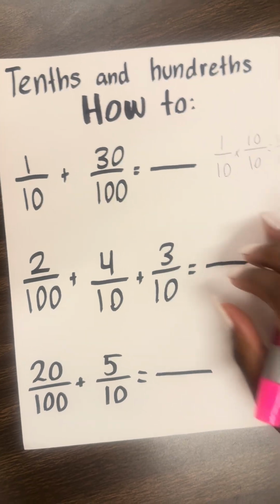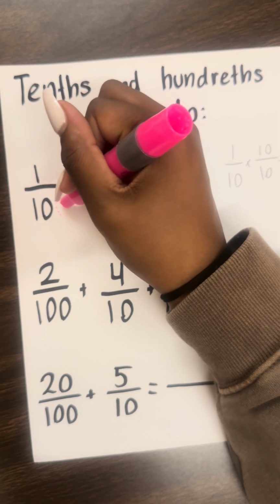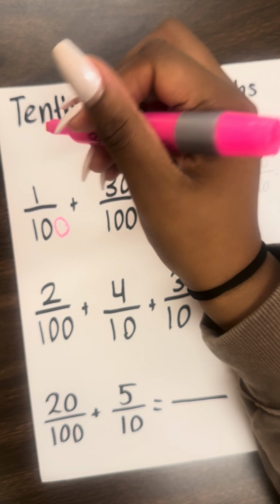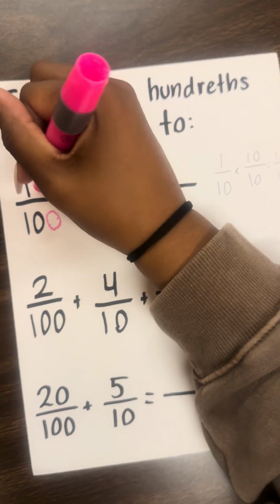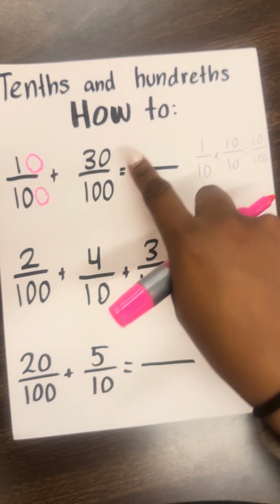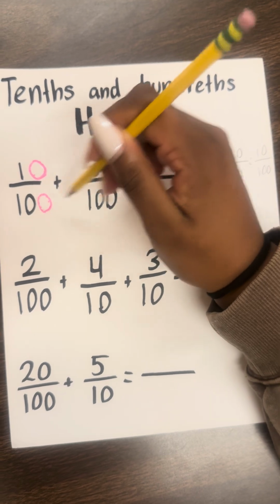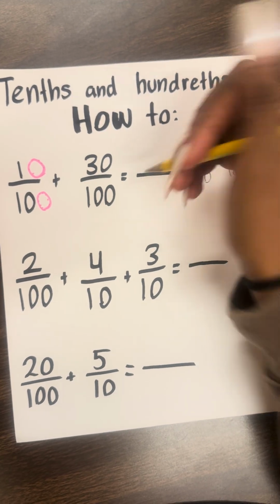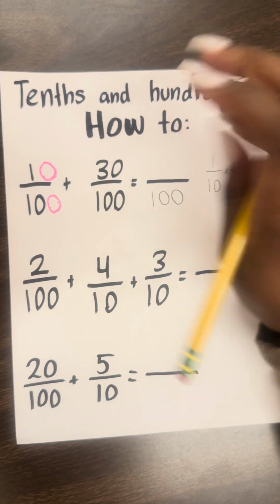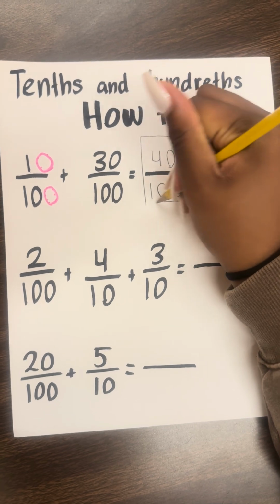How we learned it in class is you can find an equivalent fraction like this, or you just add a 0 to the bottom. But what you do to the bottom, you got to do to the top. So you can also add a 0 to the top. Awesome. 10 hundredths, 10 hundredths. Then you are able to add 10 plus 10. When you add, the bottoms stay the same. So keep the bottom hundredths and add the tops. 10 plus 30 is 40. Then I'm going to box my answer.